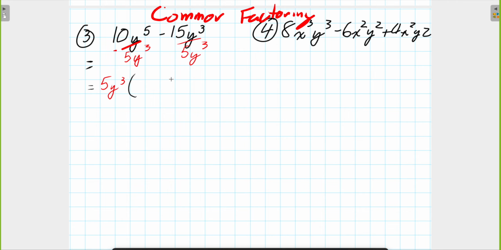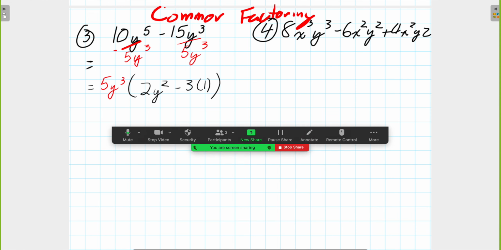And then we actually carry out our division to figure out what the terms are on the inside of this bracket. 10 divided by 5 gives us 2. And y to the power of 5 divided by y to the power of 3, we subtract the exponents. 5 subtract 3 gives you 2. So you have y to the power of 2. Here we have negative 15 divided by 5, so that's actually negative 3. And then y cubed divided by y cubed is just 1. We don't actually have to write that value of 1 in.